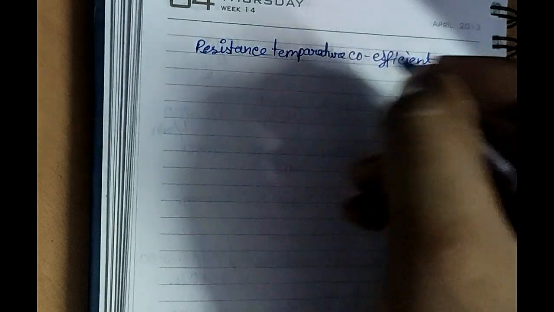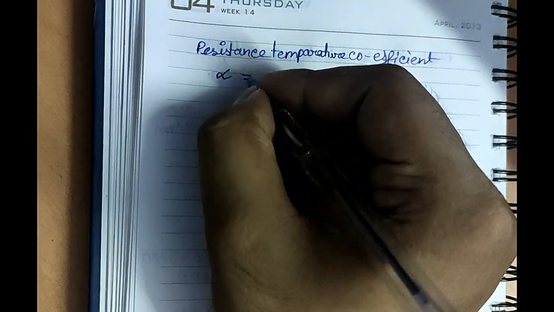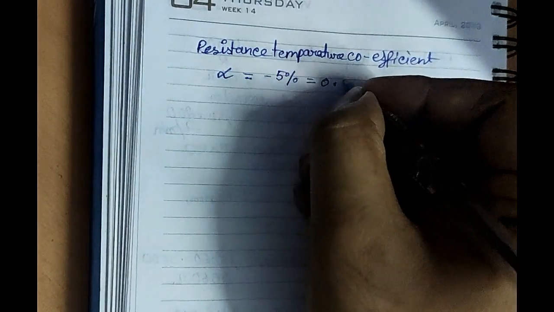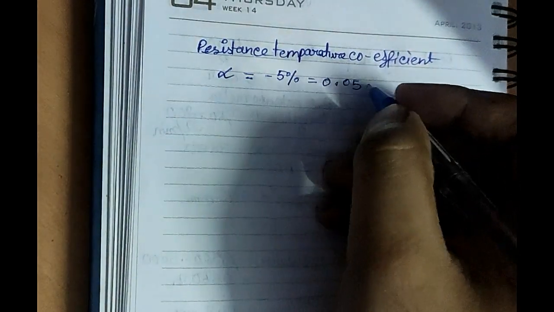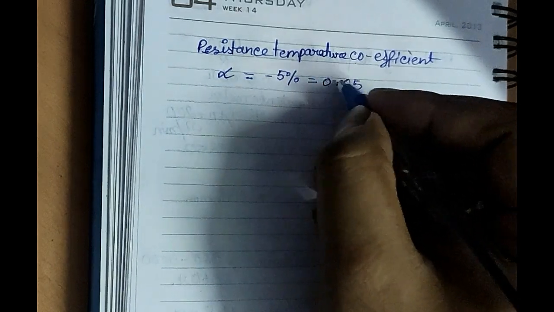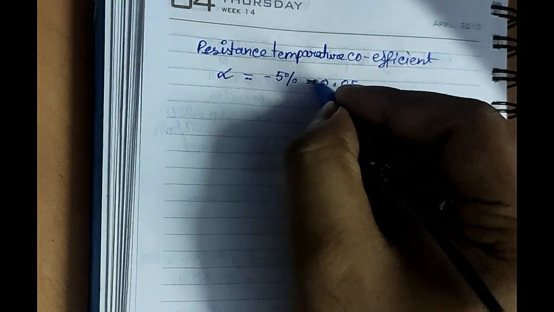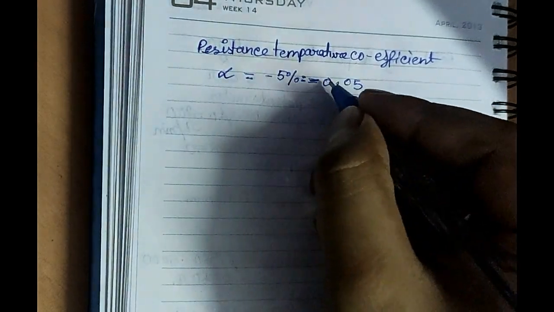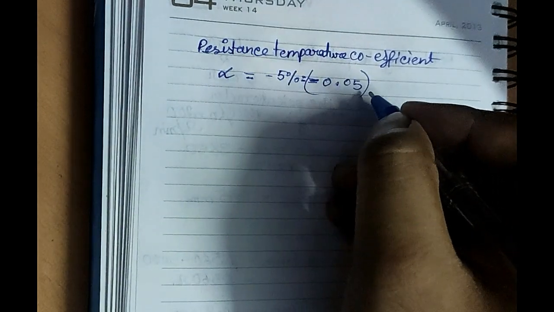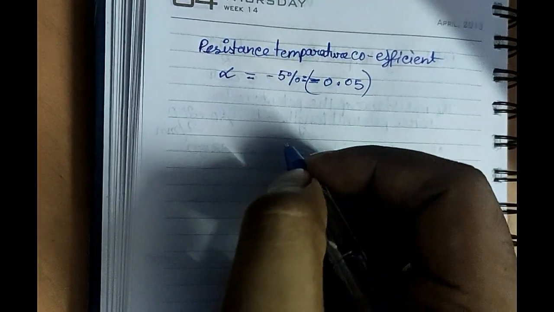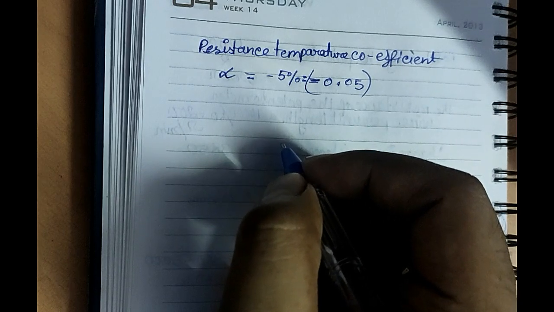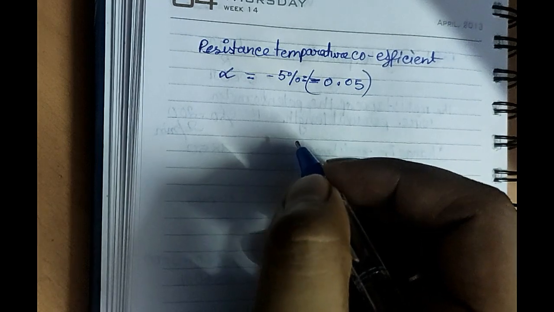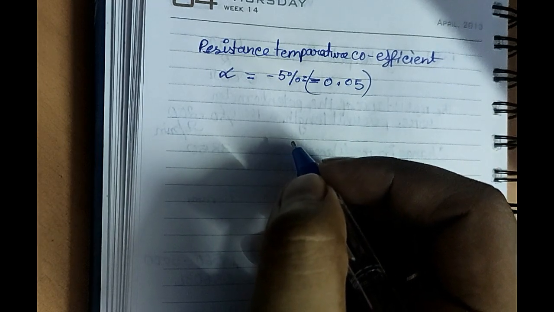The coefficient, actually given by alpha, is given as minus 5%, so it will be minus 0.05. Then, for the other given data, the temperature range is 25 degrees and 50 degrees, and you have to find the resistance at 35 degrees.